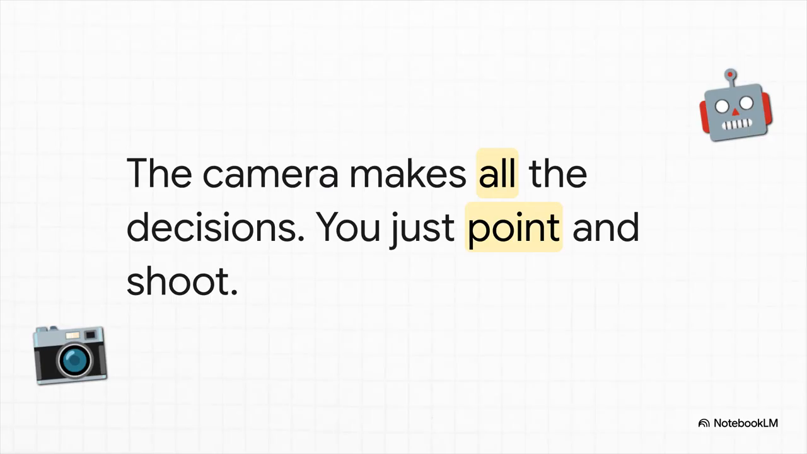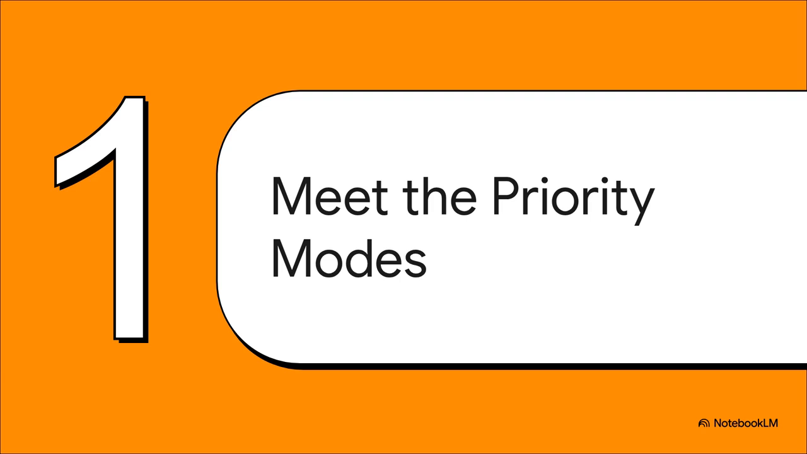And look, don't get me wrong. Auto mode, it's great for what it is. It's simple, you point, you shoot, the camera does the heavy lifting. Super reliable. But the thing is, it's also a creative cage. It's making all the artistic decisions for you. If you really want to start telling your own story with your photos, we've got to break out of that box.